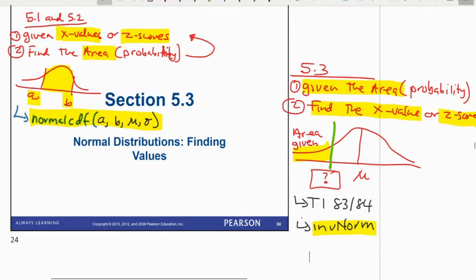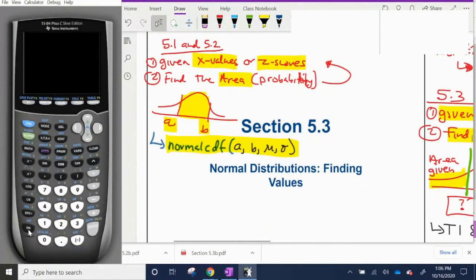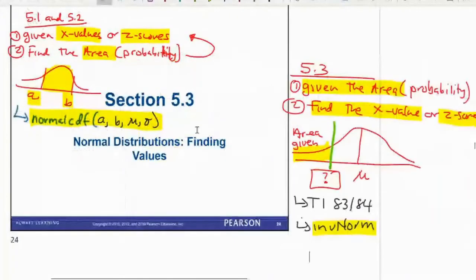Now let me quickly show you that, if I can, hopefully. On the calculator, clear, second quit. So we're going to press second, then the vars. The inverse norm is usually the third function, invNorm. And then when you select it, it asks you for three pieces of information: the area, the mean, and the standard deviation. So that is the function that we're going to be using, the inverse norm. All right, so I just want to let you know. Okay, let's go back to what we've been doing.